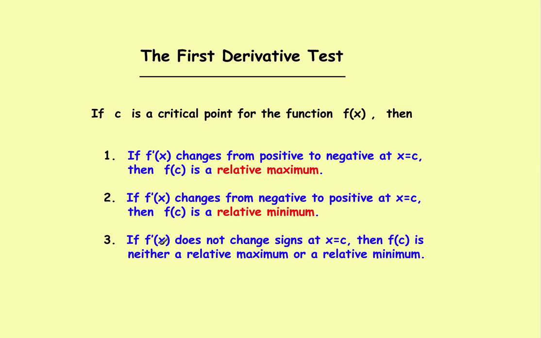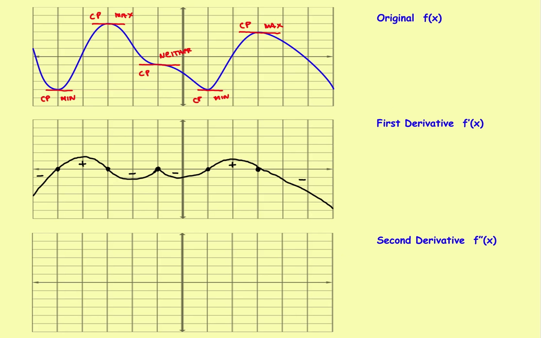Now the third one says this: If the first derivative does not change signs at a critical point, then you have neither a relative minimum or a relative maximum there. Let's look at that example. And that would be this case right here. So what happens is the first derivative was negative, hit a critical point, and it stayed negative again. So it didn't change signs. In other words, it was decreasing, leveled off just for a second, went to decreasing again, but clearly you have neither a relative minimum or a relative maximum right there.